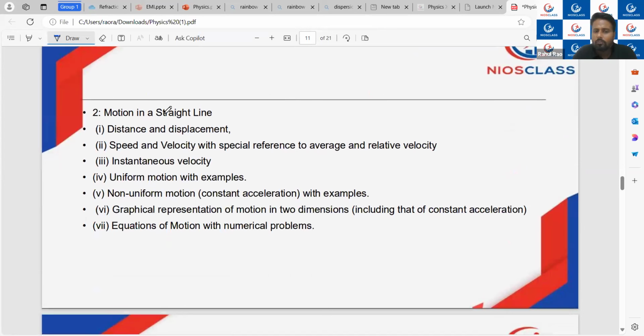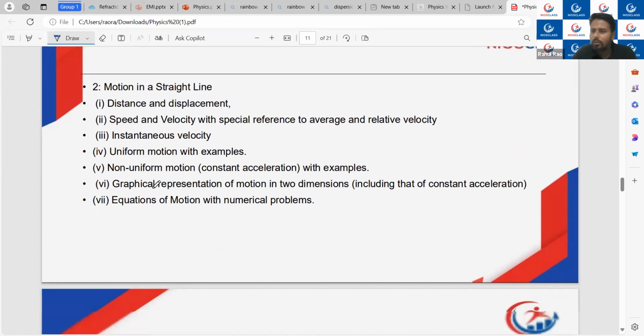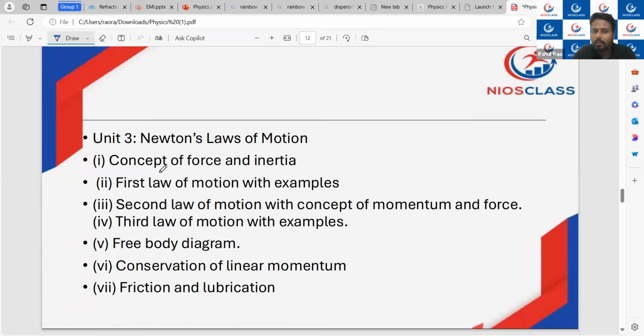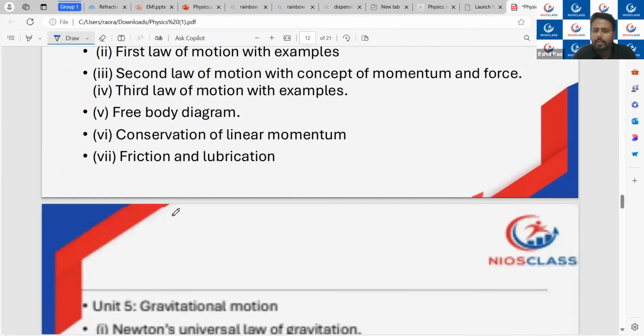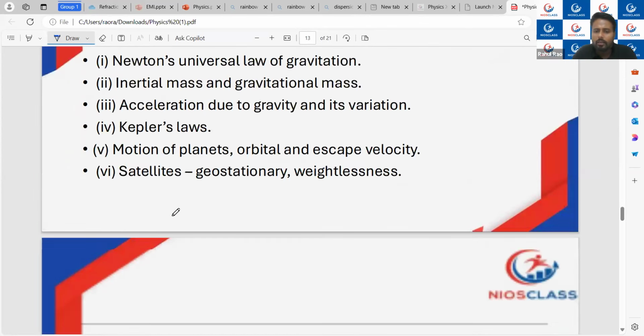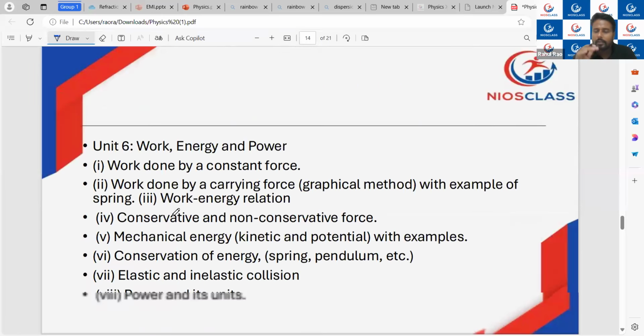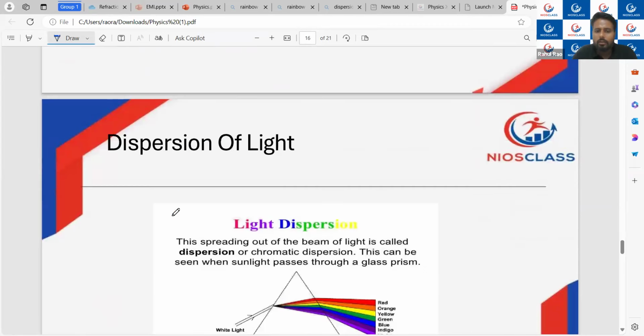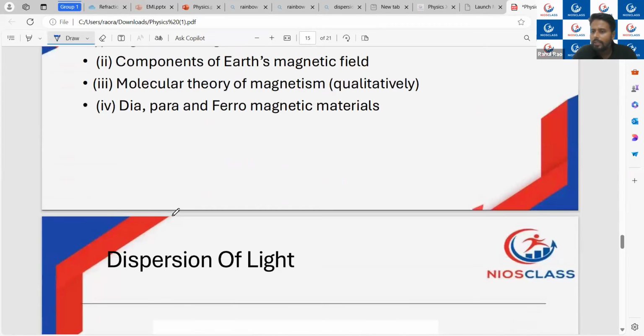Motion. What are the subtopics in motion in a straight line? Distance, displacement, speed and velocity, instantaneous velocity, uniform motion. We also go through these in detail. Then Newton's laws of motion, concept of force, inertia, first law of motion, examples. So in detail, we will also provide the chapters and the subtopics in each chapter that you need to learn. Correct?